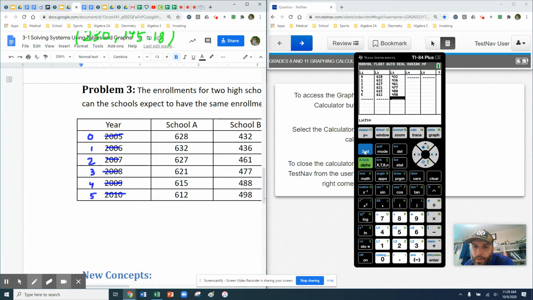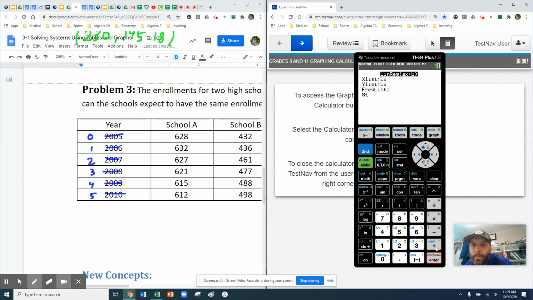Once our data is in, we'll go second, quit, and hit stat again. Now we are going to calculate. We're going to calculate first the years with school A. So we'll go to calculate. We're in linear, so we're going on number 4. And our L1, remember, is your years. L2 is school A. Perfect.